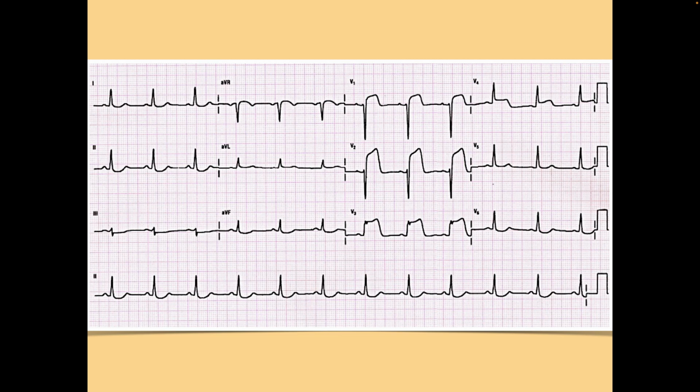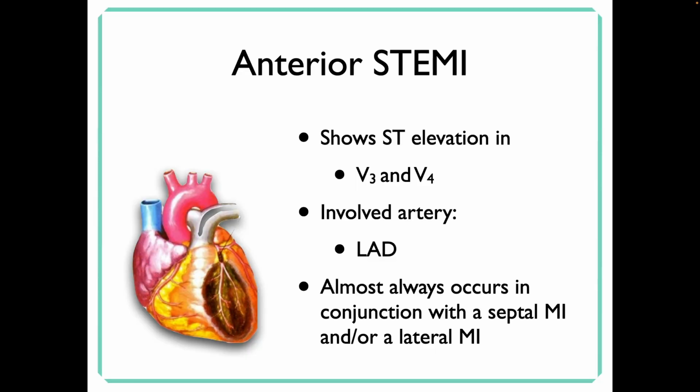Okay, Brandon, what are the anterior leads, please? The anterior would be V3 and V4. Correct. So anterior STEMI shows ST elevation in V3 and V4. Again, the involved artery is the left anterior descending, which goes right down the anterior wall. It almost always occurs in conjunction with either a septal and or a lateral. Yes, Grace. Do you want us to know which one it usually is in conjunction with, or because we're going to be checking it all?